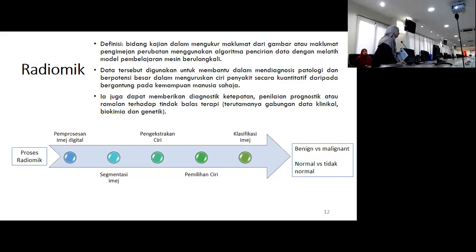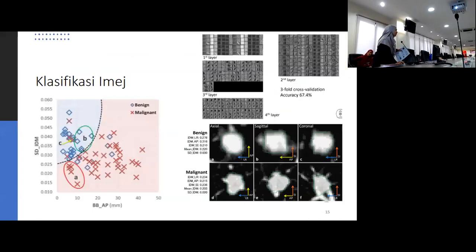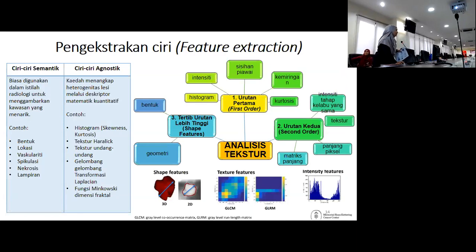Okay, but we have to go through this flow. We cannot just simply say it's good. We have to segment the images, extract the features, and choose the features, and at the end classify the images to get the final result. So this is the process. Okay, all right, I can go fast, right?